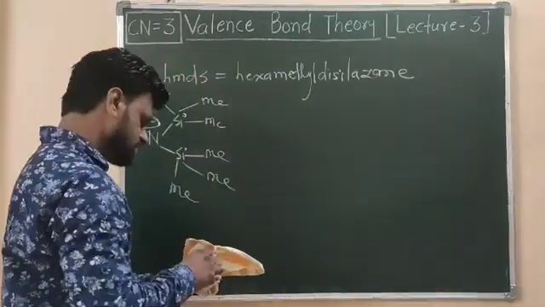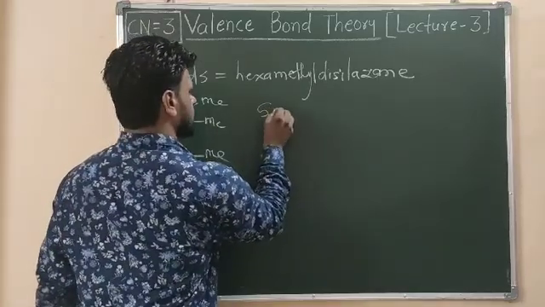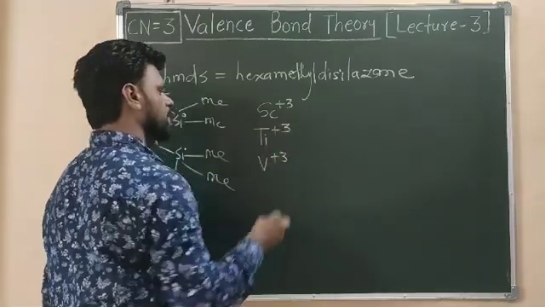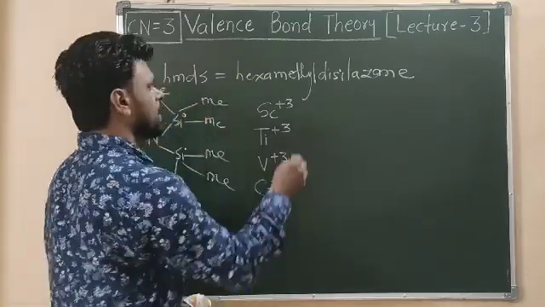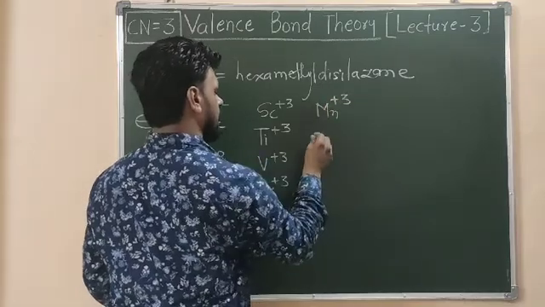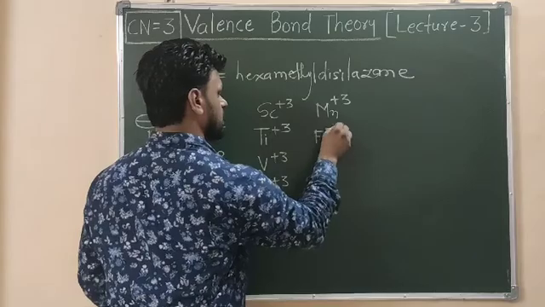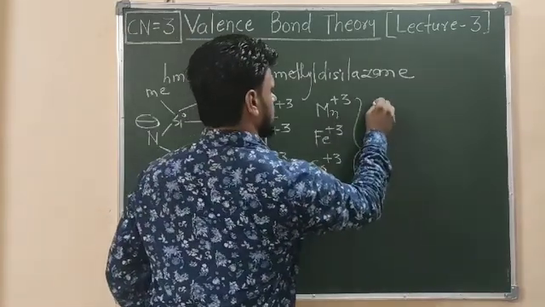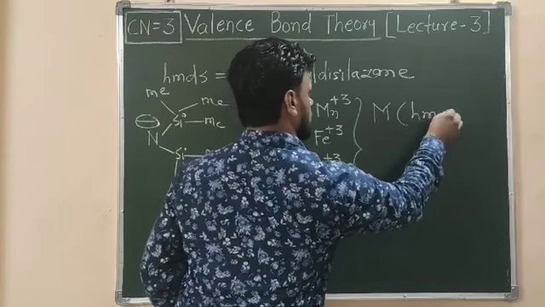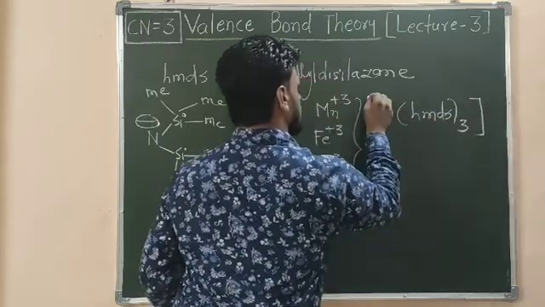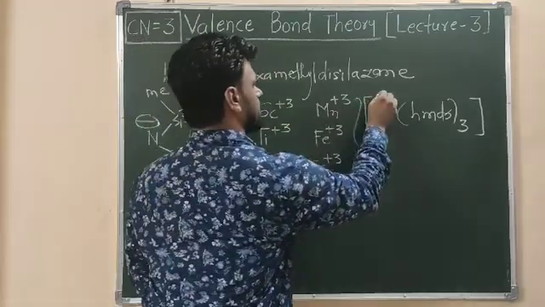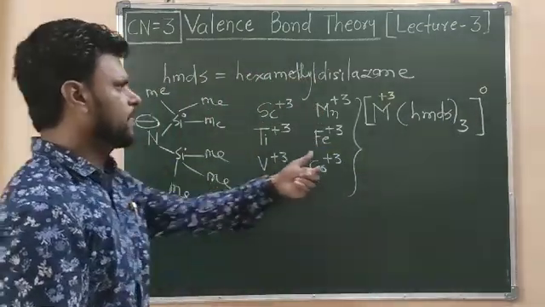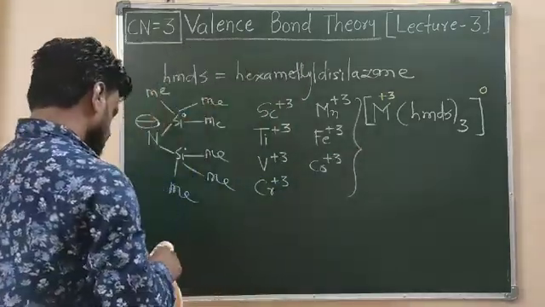So with these kinds of ligands, what has generally been observed is that scandium plus 3 ion, titanium plus 3 ion, vanadium plus 3 ion, chromium plus 3 ion, manganese plus 3 ion, and again iron plus 3 ion and cobalt plus 3 ion form such kinds of complexes, and the formula will be M(HMDS)3. So the metal can be of any type, and here we have a metal with plus 3 charge, and the coordination sphere has a minus charge because each ligand has a -1 charge. The complex is neutral.